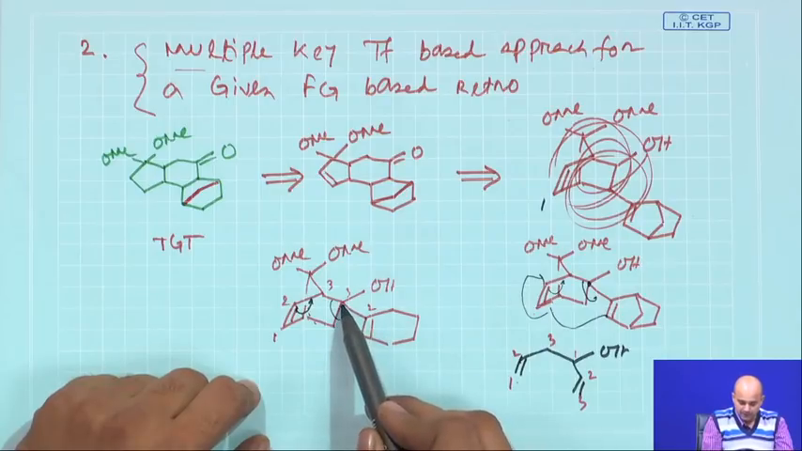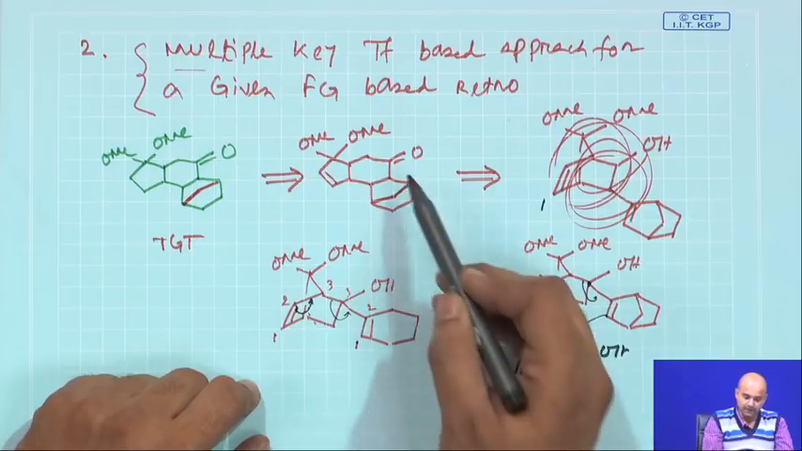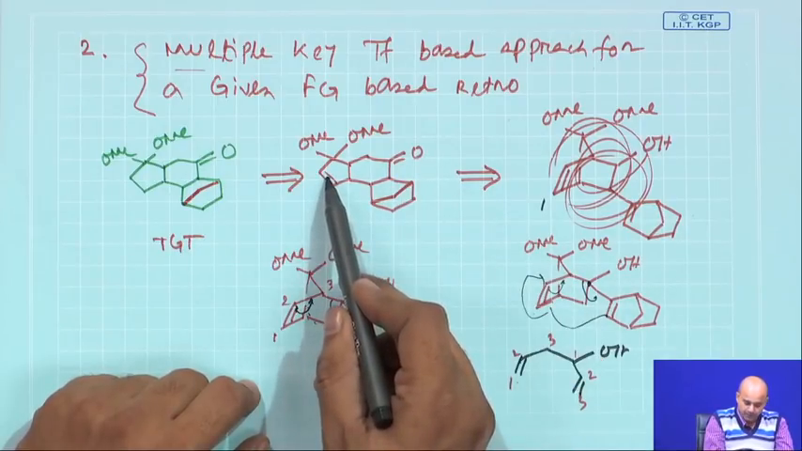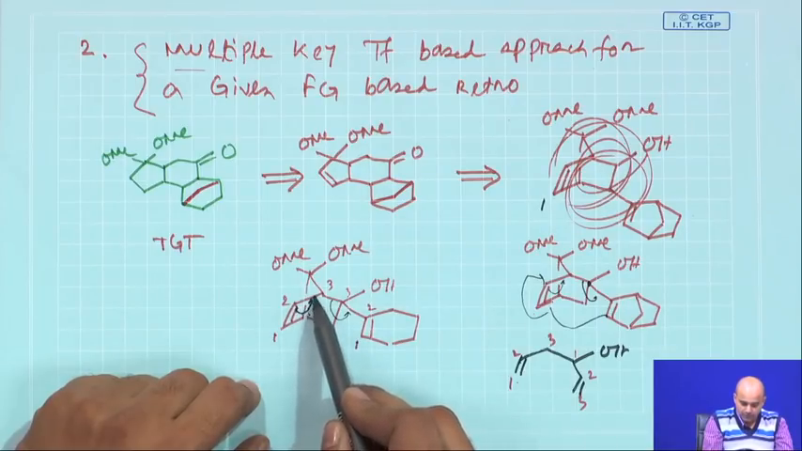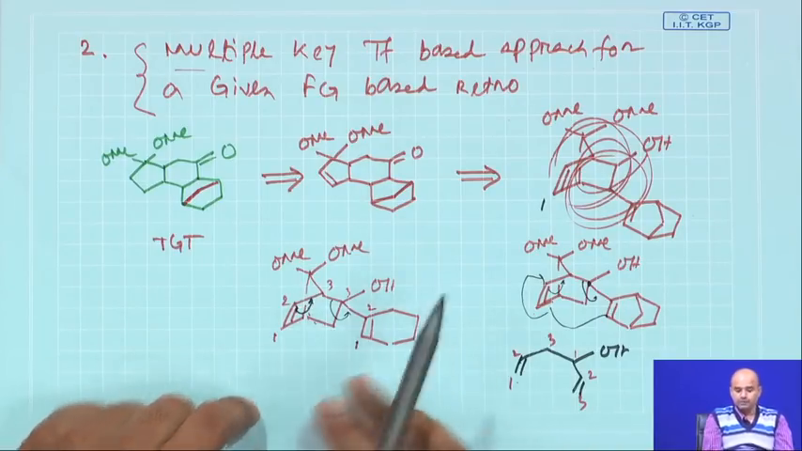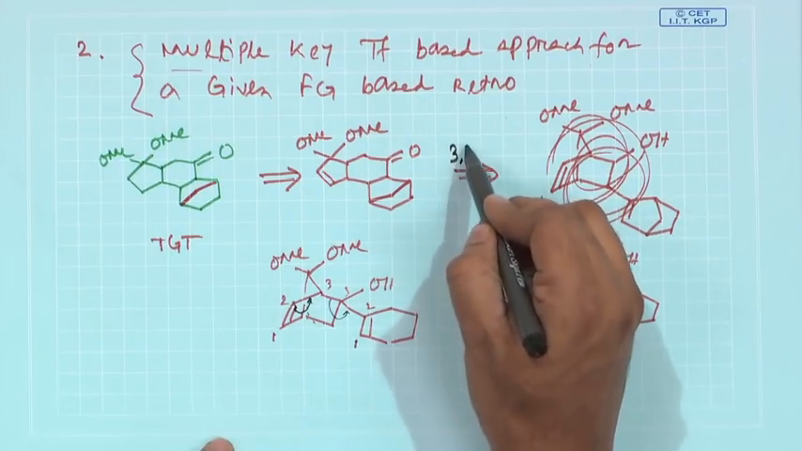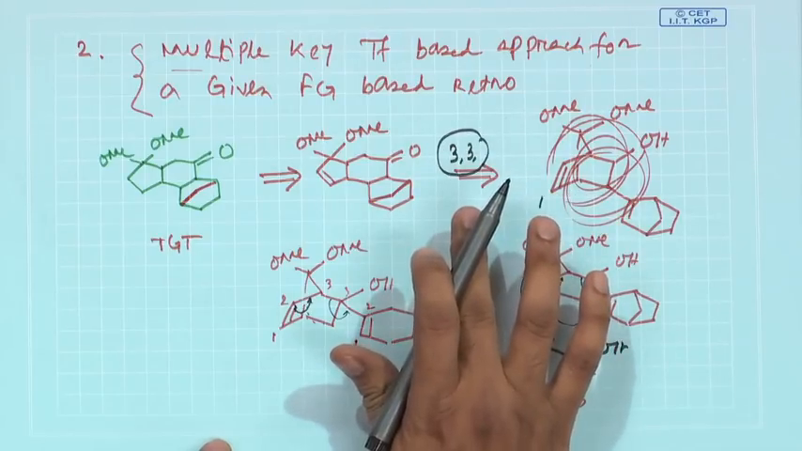Now, you are getting a pi bond here which is an enol. This enol tautomerizes to give you this ketone, and this particular pi bond is the one which is now generated here. So, this is a clear case of a 3,3 sigmatropic rearrangement reaction, and that is in real practice how this structure can be correlated to the target molecule.